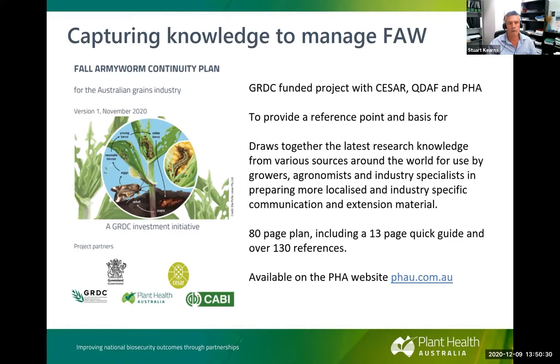Through a project funded by GRDC, we've developed a Fall Armyworm continuity plan. As I said, this is specifically for the grains industry, but there's a lot of benefit there for other industries too. It does provide a reference point and a basis for knowledge to be able to develop more localized knowledge and more localized plans. It's an 80-page document, so it's got a lot of meat in there, including a 13-page quick guide and over 130 references, and that's available on the PHA website.